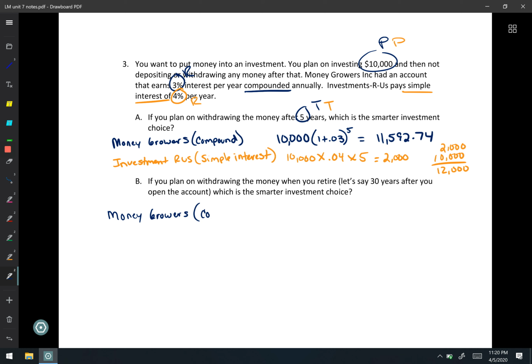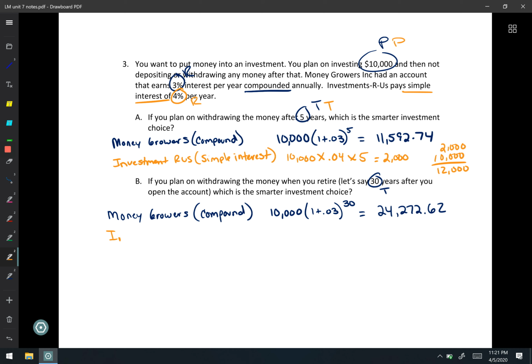which is the compound. Okay. And again, still starting out with the same 10,000 as the principal. The interest rate is the same, 1 plus 0.03. The only difference here is we're going up to 30. 30 is our T. When you put that in the calculator, you get 24,272.6.